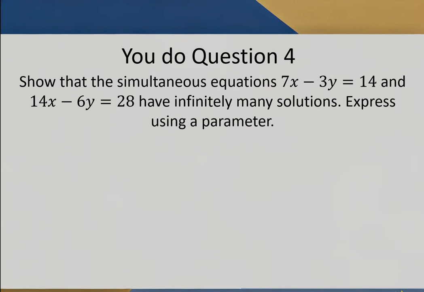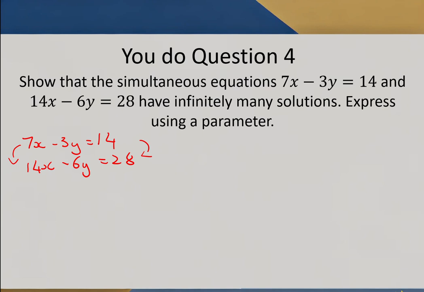Last question we'll do is show that the simultaneous equations 7x minus 3y equals 14 and 14x minus 6y equals 28 have infinitely many solutions and express using parameters. So to show, I'm just going to line that up. I can show here that if I times both sides by the same amount, so 2, they are going to be the same. Therefore, I can state that the gradient is the same and the y-intercept is the same.